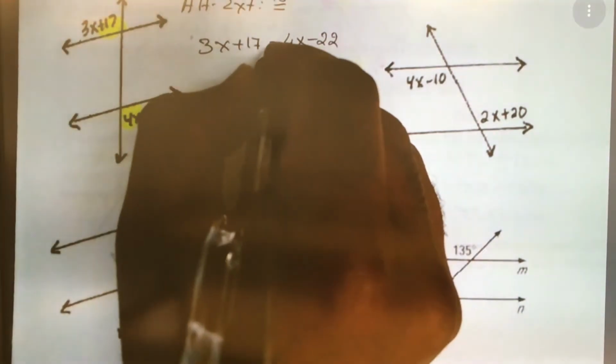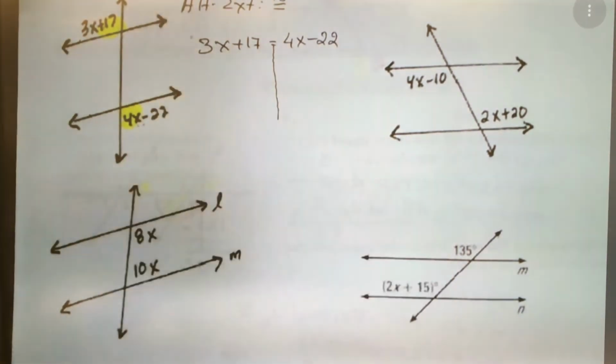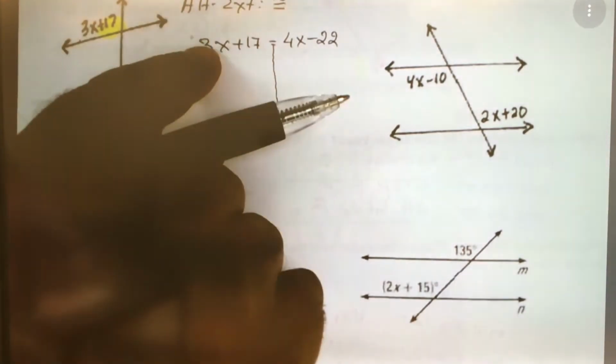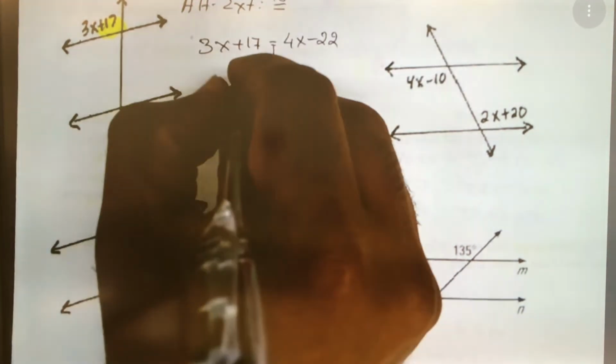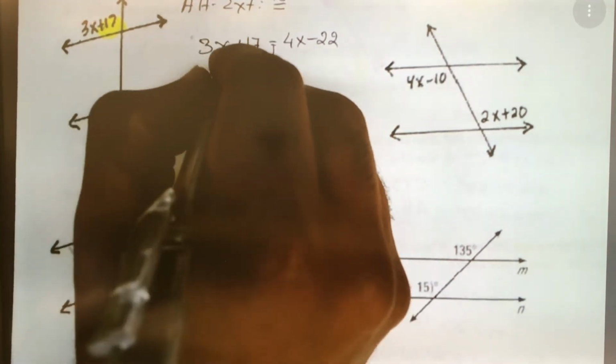If you have a hard time with the algebraic equation, I have to isolate x. It is easy to move 3x to this side. So subtract 3x from both sides. So I get minus 3x from both sides.